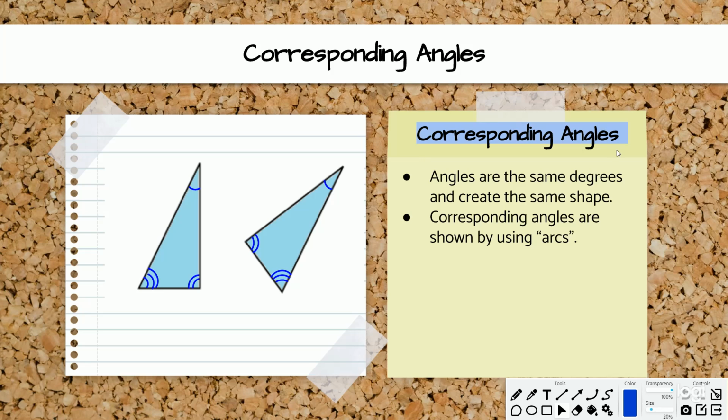So please pause the video here and write down what corresponding angles are in your notes.